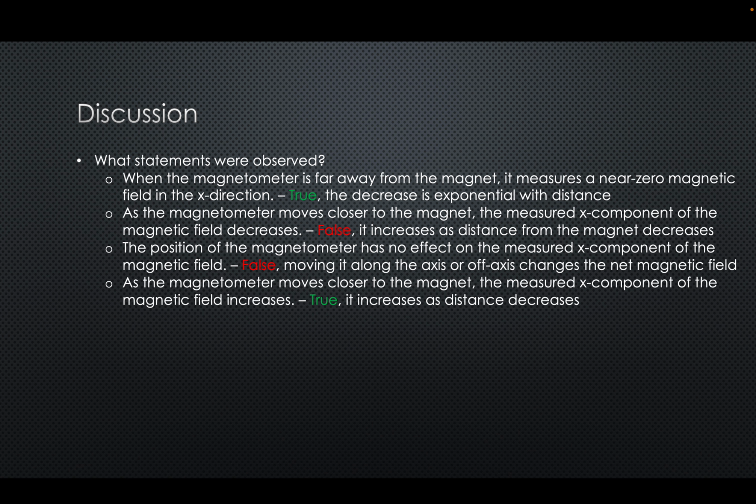It was observed that when the magnetometer was far away, the field is near zero because it's too far for it to have an effect, and it decreases exponentially. It was found that it was false for the second and third statements, as moving it changes the net magnetic field, and moving it farther decreases it. And then the last statement was true, which is that as you move it closer, the x component of the field increases.